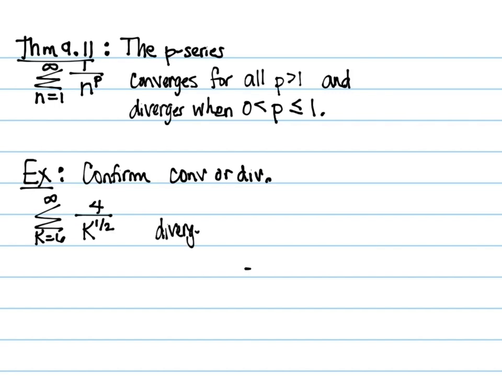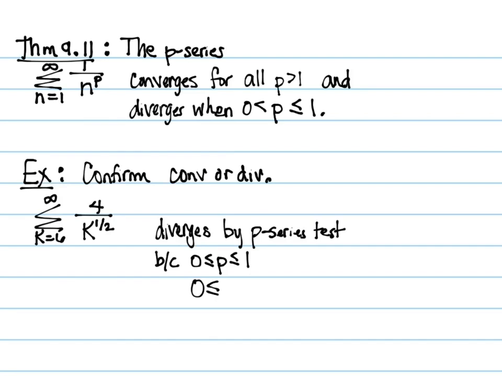So how do we write that down? Well, it diverges by the p-series test. Why? Because the exponent is between 0 and 1. Because p is between 0 and 1. Or if you want to write this down, you can say because 1/2 is between 0 and 1. That's why. And that's exactly how simple the p-series test is to use. It's a comparison to the number 1.